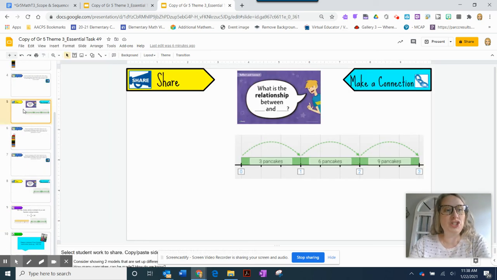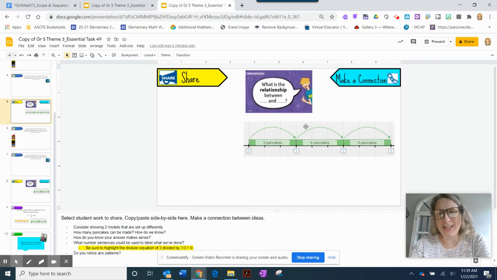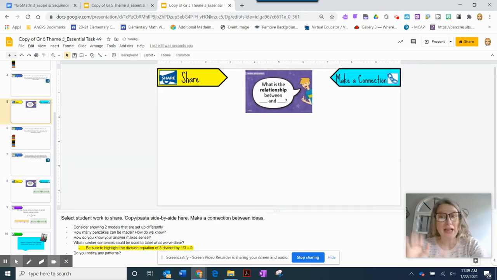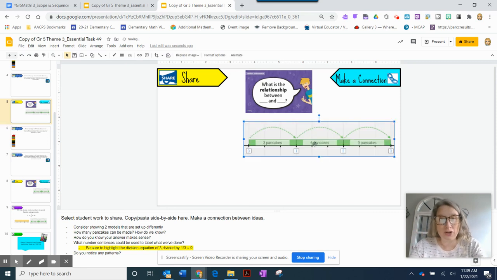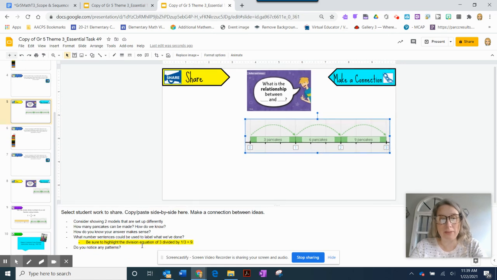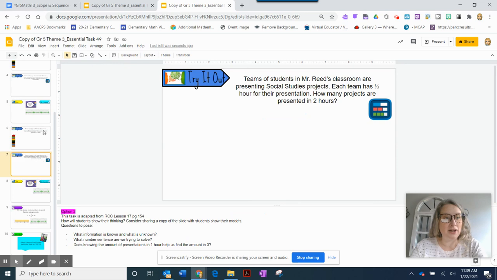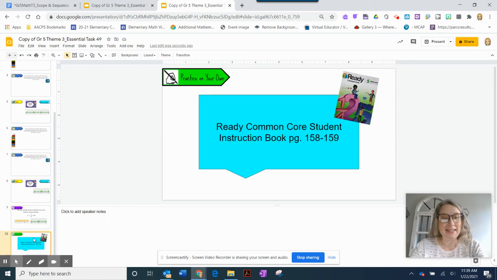Here they're going to be showing how their strategy relates to a number line. So what's the relationship between maybe their Cuisenaire rods or their bar model and this number line? If the number line's not what your students need, feel free to just delete that and you can do two different strategies, whatever works for you. And we really want to be sure that we're highlighting that division equation, right? And then we'll have another practice, two different options here as well that students can show, and some practice pages in the Ready Common Core books that they can work on their own.